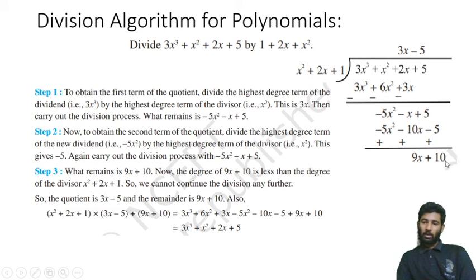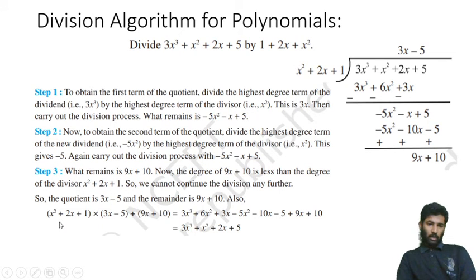Why is it remainder? Because this value is less than the value given on the divisor part. Remainder is less than divisor, so this division cannot go further. So 3x minus 5 is the quotient. So as you can see here, the quotient is 3x minus 5 and the remainder is 9x plus 10.